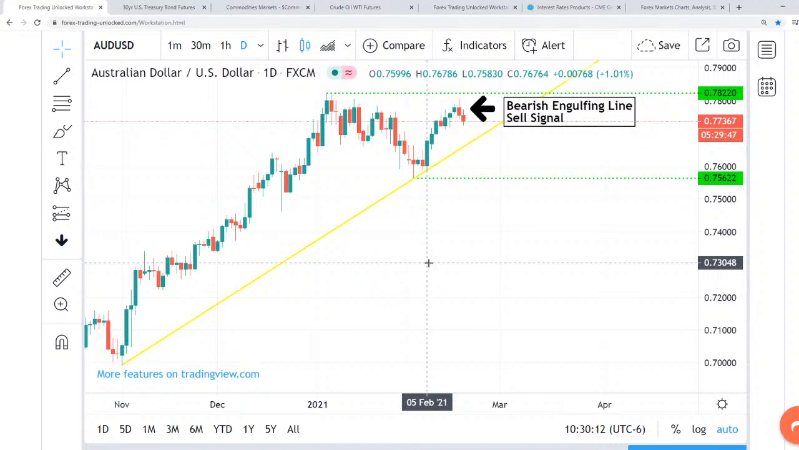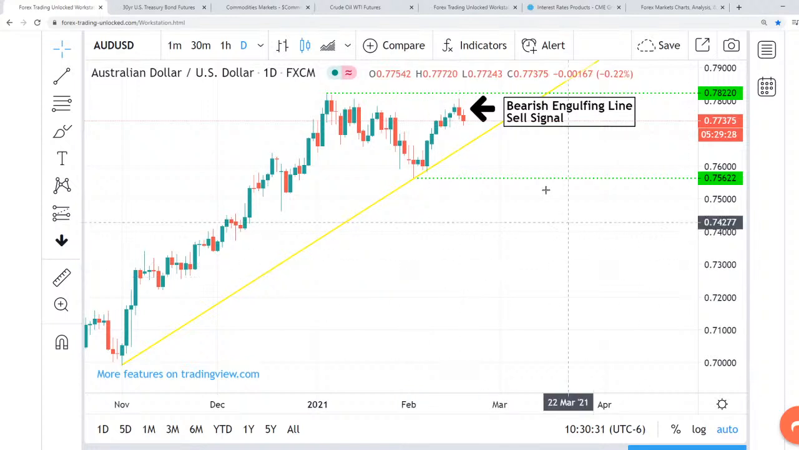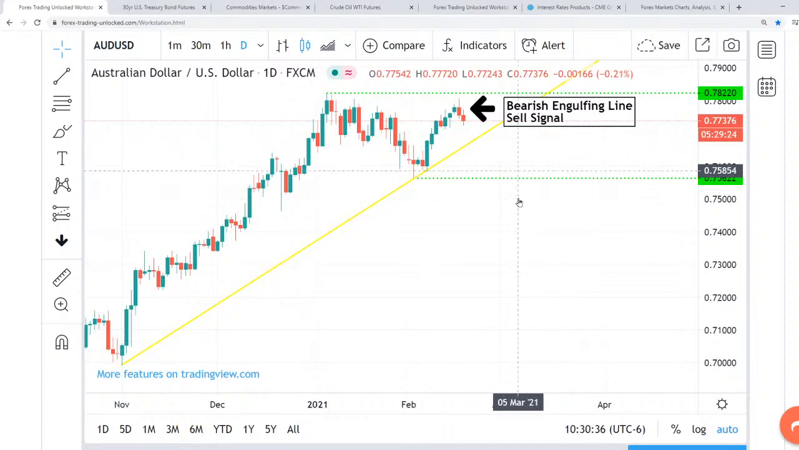So be mindful of these things right now. Even though we have this bearish engulfing line, we're looking at the sell signal. We're only looking for a short-term correction. Okay. So very minimal, nothing really extreme. Like I said, also remember that for the Australian dollar, this 75.62, 66 area, this would be the extreme. Now, if it falls below here, that would be a big deal.